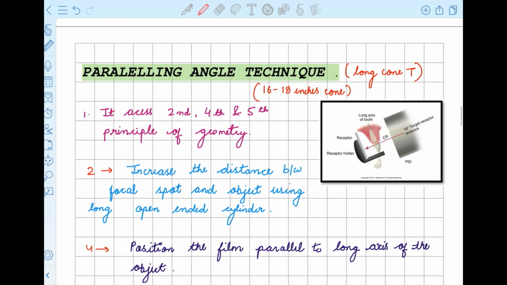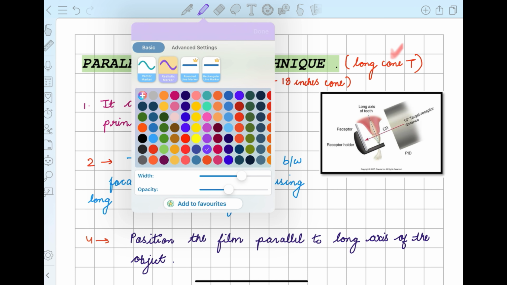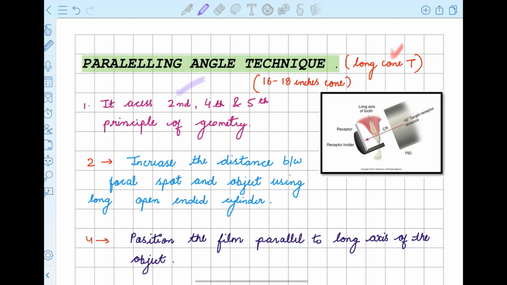Now let's see what is the paralleling angle technique. This is also called the long cone technique, and in this we are using a 16 to 18 inch open cylinder or a cone. In the bisecting angle technique, we studied the third principle of geometry, that is the minimum distance between the object and the film, and here it uses the second, fourth and fifth principles of geometry.